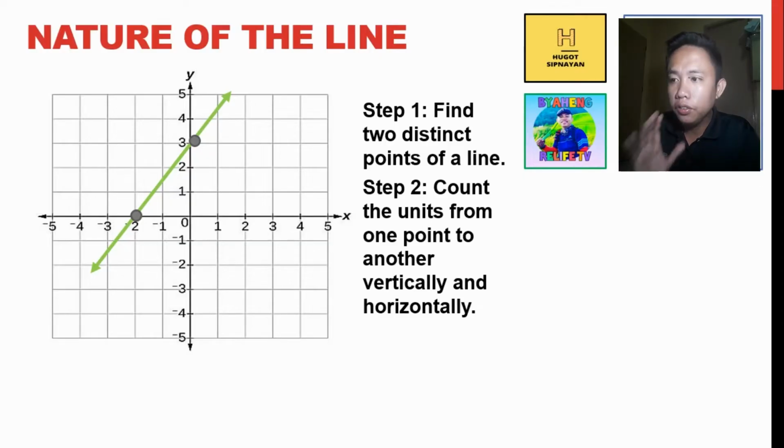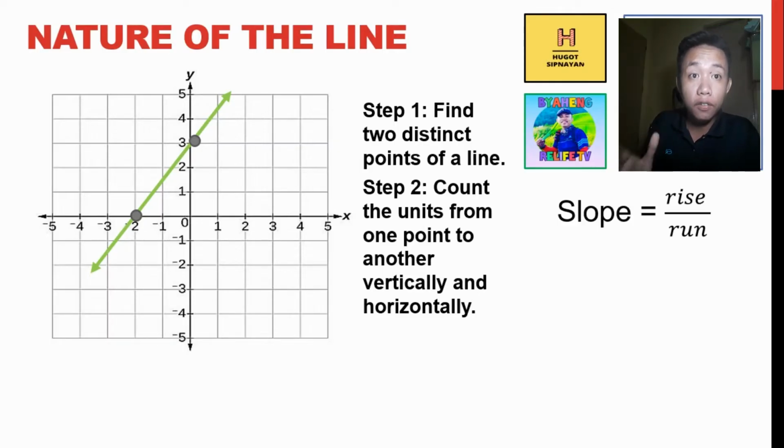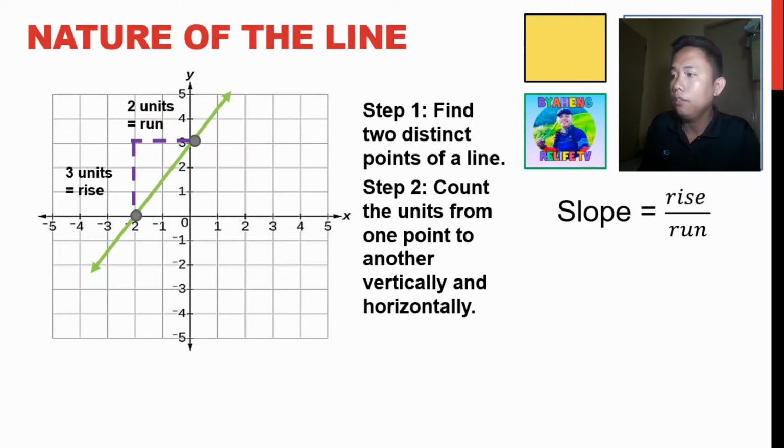Tapos, bibilangin natin yung unit from one point to another, vertically, horizontally. Kung saan nakatapat, vertically, horizontally. Kasi doon natin malalaman yung rise over run niya. So, pag tayo magbibilang, syempre, we're going to consider slope as rise over run. So, bibilangin natin yung vertically muna, since we're talking about rise, pagtaas, which tend to be on the y-axis. Kaya, mangyayari, bibilang tayo ng 1, 2, and 3 units ang rise niya. Ibig sabihin, ang change natin sa y ay 3. Now, we're going to count for the run or for the x value. That will be 2 units for the run.